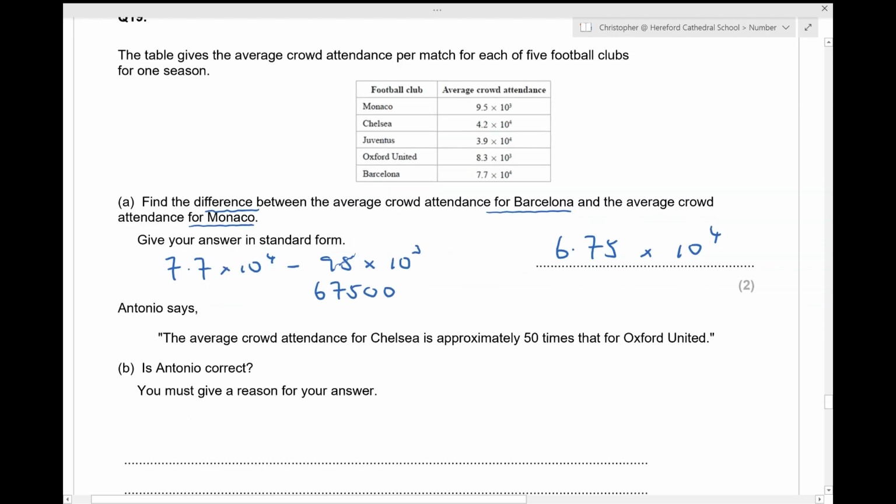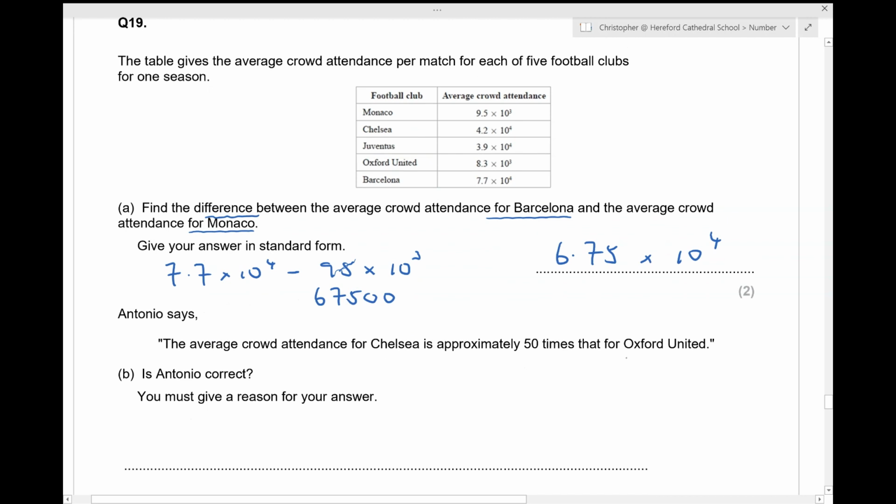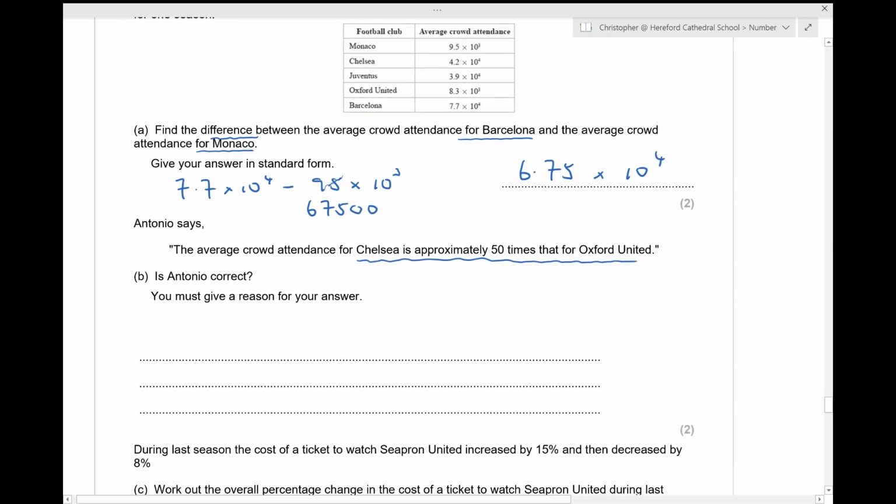Antonio says the average crowd for Chelsea is 50 times that for Oxford United. Is he correct? Well, let's work out how many times bigger Chelsea's crowd is than Oxford. So let's do Chelsea divided by Oxford. So that's 4.2 times 10 to the 4 divided by 8.3 times 10 to the 3. And if I work that out in my calculator, it equals about 5. So in fact, Chelsea's crowd is only 5 times the crowd of Oxford. So is Antonio correct? Remember, you must give a yes or a no answer. No. And there is my reason.